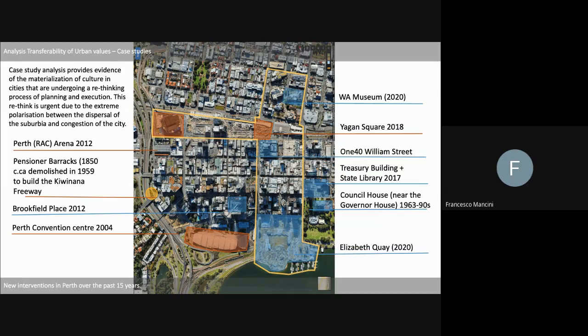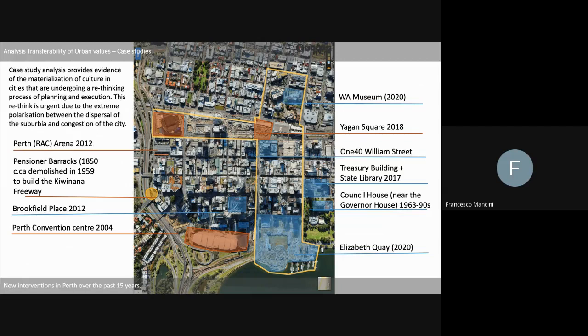So this was also complemented by the beginning of a strategy for densification and infill in the outskirts and the suburbs, and also with an approach to a more sustainable design logic. These are the first attempts, and this is where we have focused our case studies.